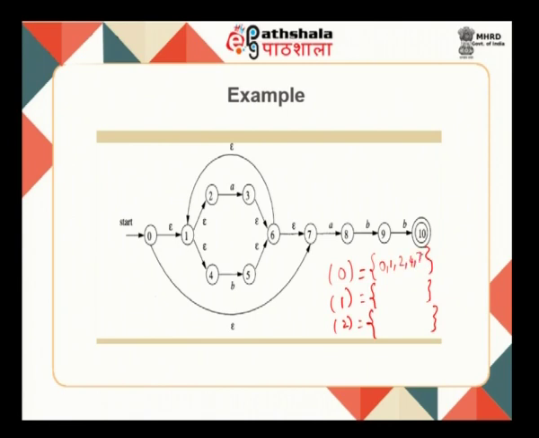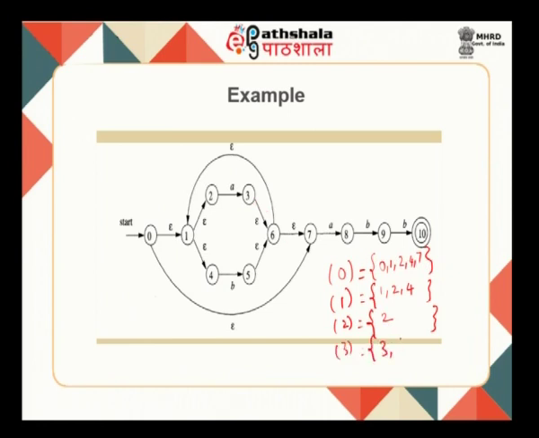Similarly, epsilon closure of 1 will be going to 2 and 4. Okay. So, it is 1, 2, 4. Epsilon closure of 2 will be only 2 because I could not go anywhere. Epsilon closure of 4 is only 4. Epsilon closure of 3 is the state itself.